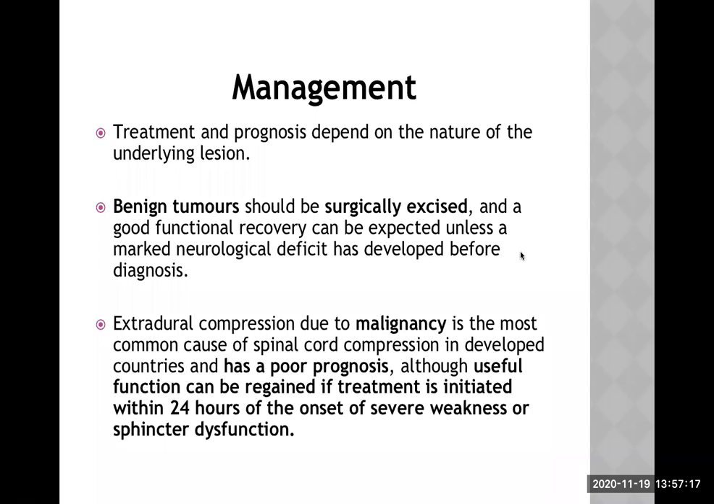Trauma or road traffic accident or fall from a height is one of the commonest causes of spinal cord compression. During that time, what is our management? How do we start? Okay, that is usually done by giving a corticosteroid injection to the patient. Usually we give dexamethasone or triamcinolone or those types of injection.